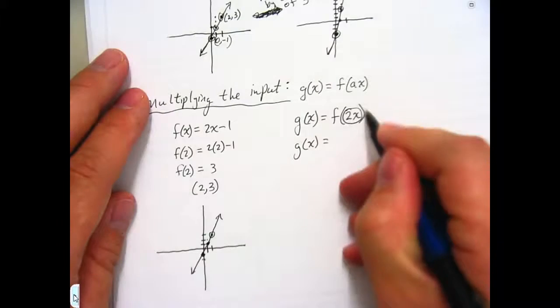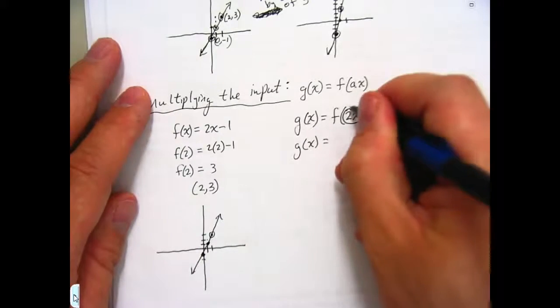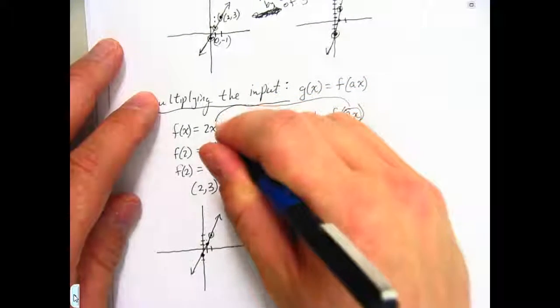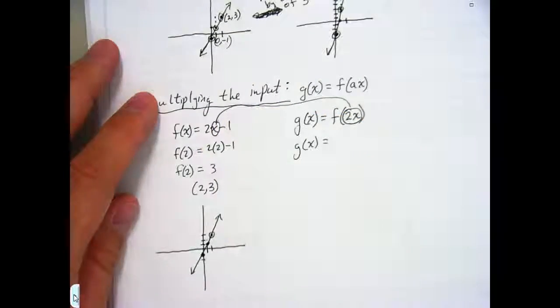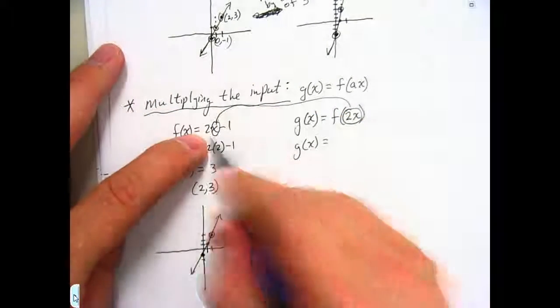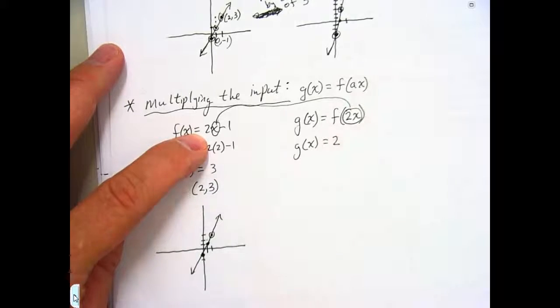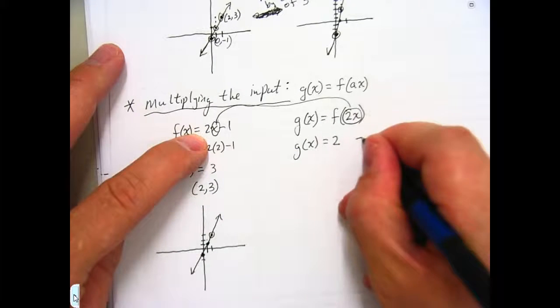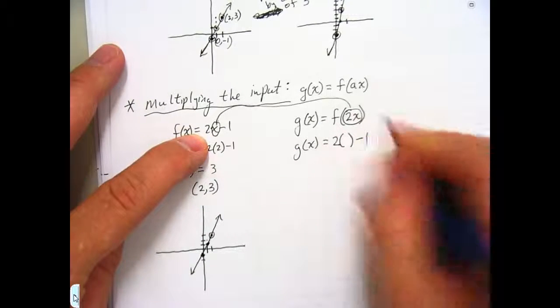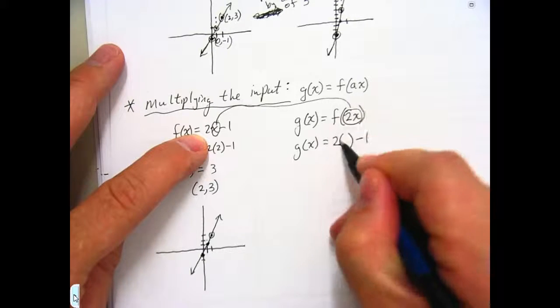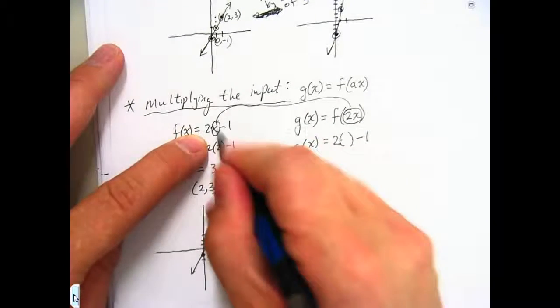Anytime you see it in parentheses, it means it goes in for x. That replaces that. So the things that don't change, this 2 doesn't change. This minus 1 doesn't change. Just the parentheses. Notice that it's in the parentheses, so we're going to put parentheses around our variable.